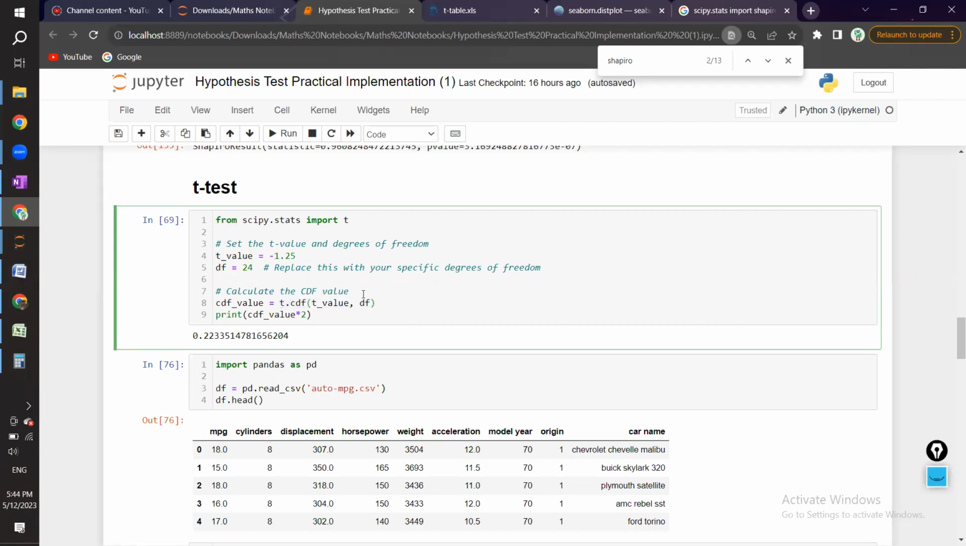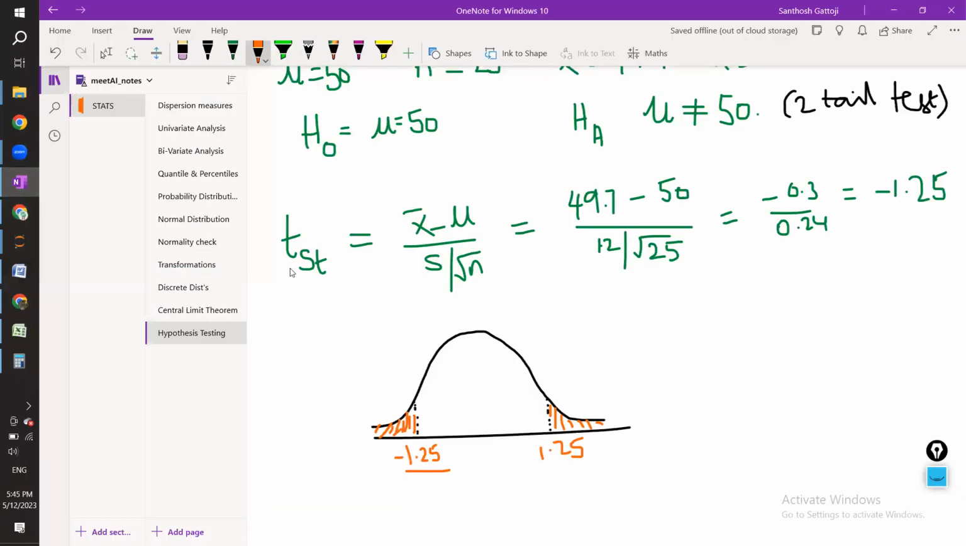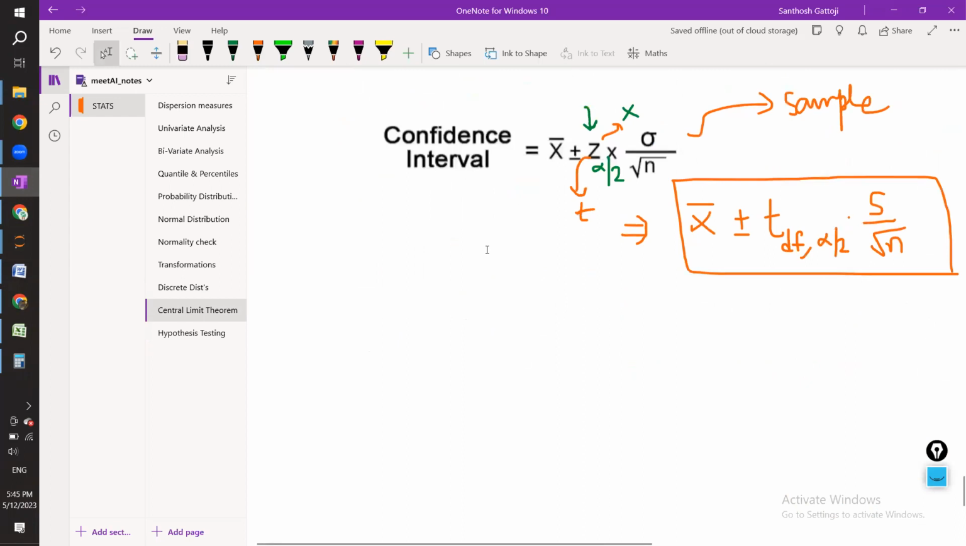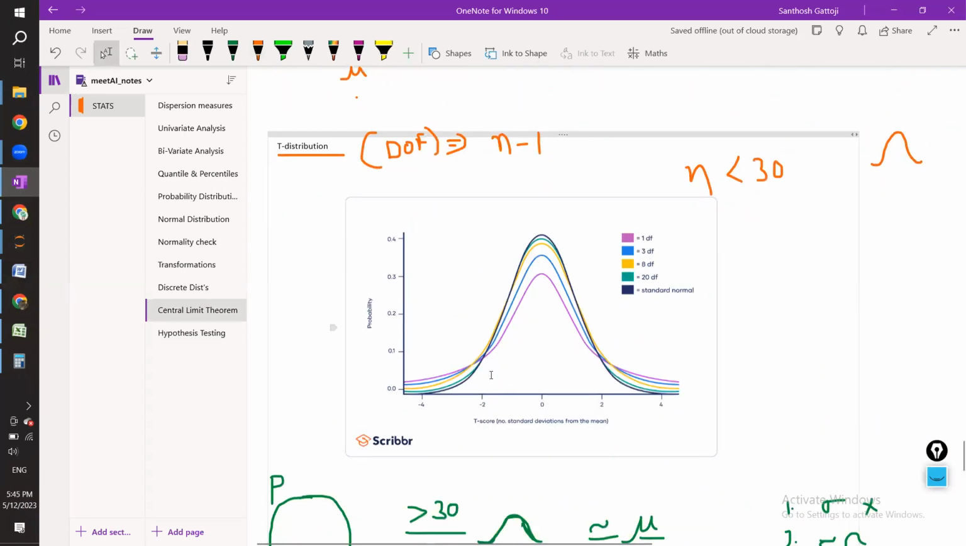You need to pass two values: one is the t value or t statistic, and also the degrees of freedom. If you remember, we discussed degrees of freedom when we were discussing the t-test. In the t distribution you have degrees of freedom. What is degrees of freedom? It's just the number of samples minus 1. As the number of samples keeps increasing, it becomes more and more similar to the normal or standard normal distribution. As the sample size decreases, it moves away from the normal distribution. So whenever you are using the t distribution, in the t-test, degrees of freedom come into the picture.